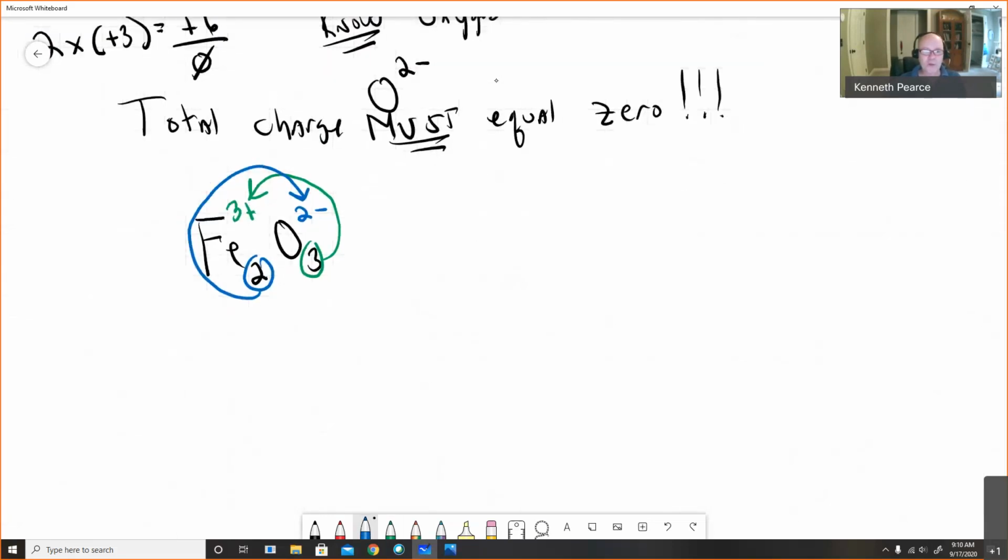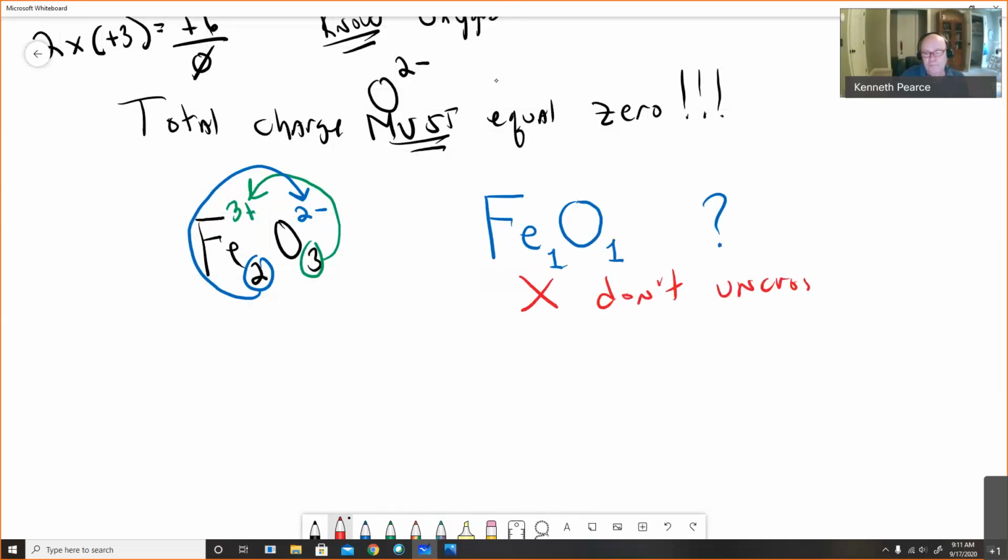Now, there's a problem with that, though. You can't use that uncrossing for a situation like this, because we don't know. It could be 2 and 2, it could be 1 and 1, it could be 3 and 3. Remember, when we have these empirical formulas, we're always going for the lowest possible number. So you don't want to uncross if they're the same. So don't uncross if 1 and 1. Okay? So 1 and 1, we don't know.